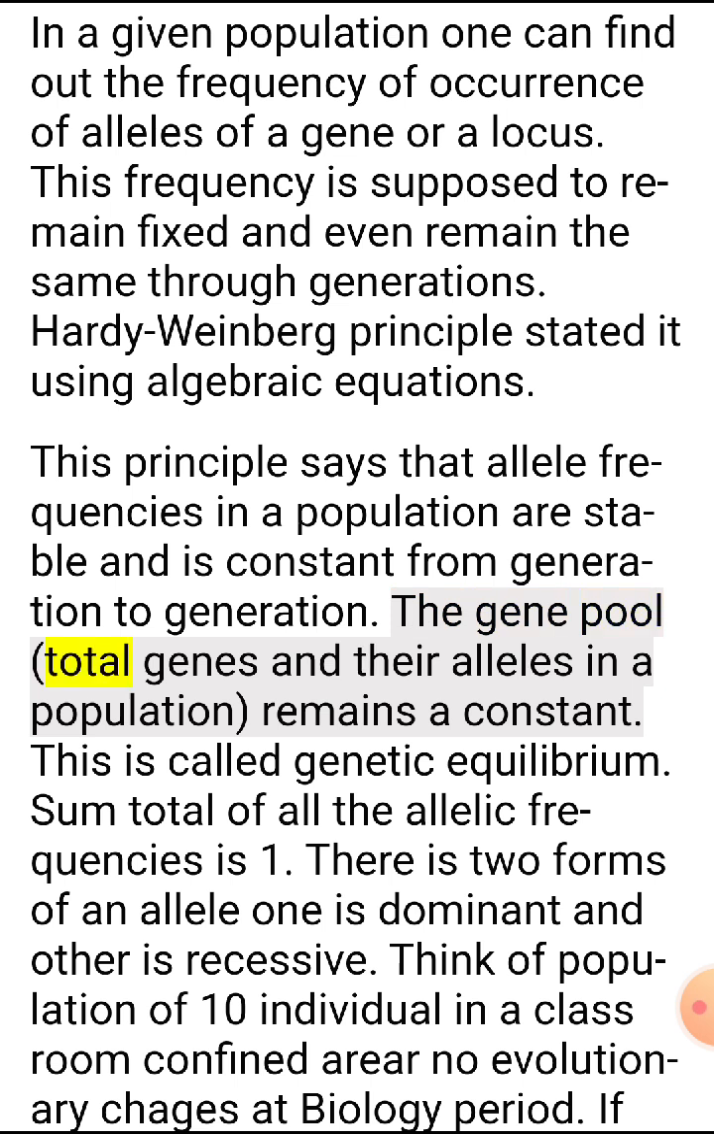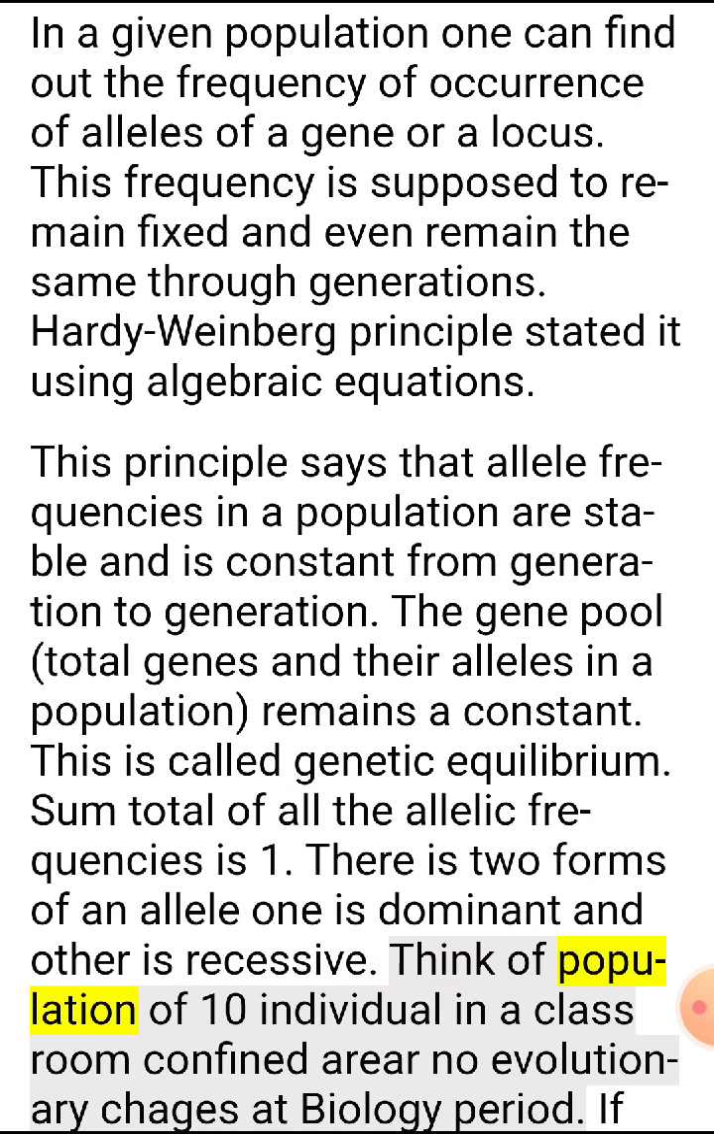The gene pool, the total genes and their alleles in a population, remains constant. This is called genetic equilibrium. The sum total of all the allelic frequencies is 1. There are two forms of an allele, one is dominant and the other is recessive.